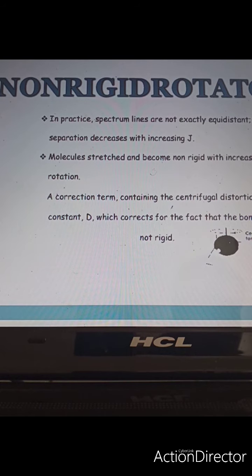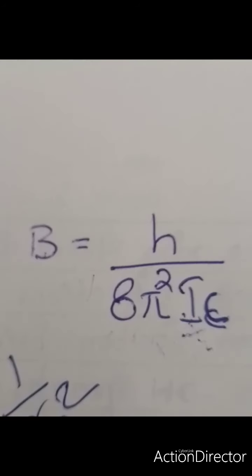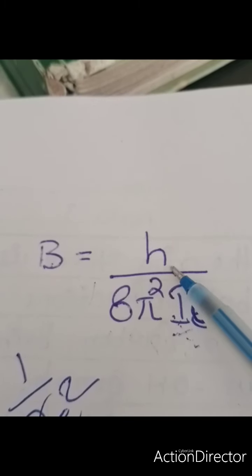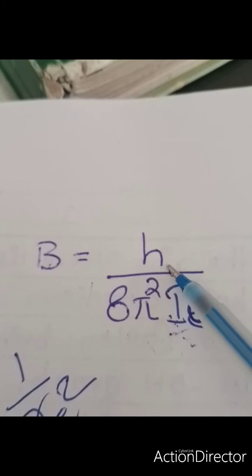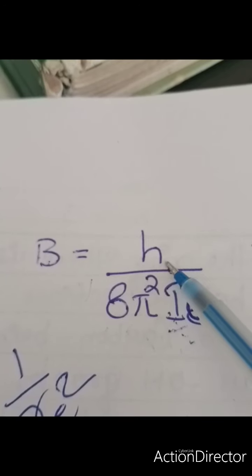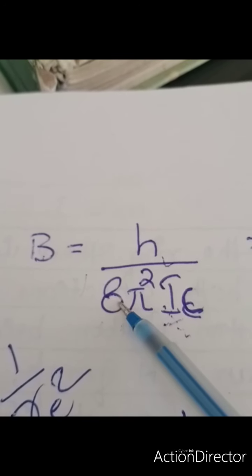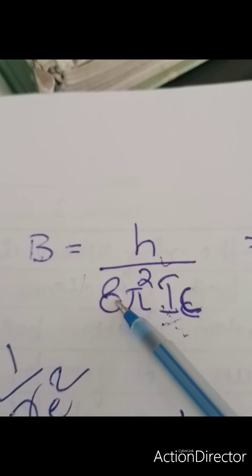This increases the effective moment of inertia and decreases the rotational energy as compared to the rigid rotor. As a result, the separation between successive lines decreases with increasing J value, and due to the centrifugal force, all the bonds become elastic to some extent, which results in changes. So an elastic bond may have vibrational energies, the bond length, and hence B varies.